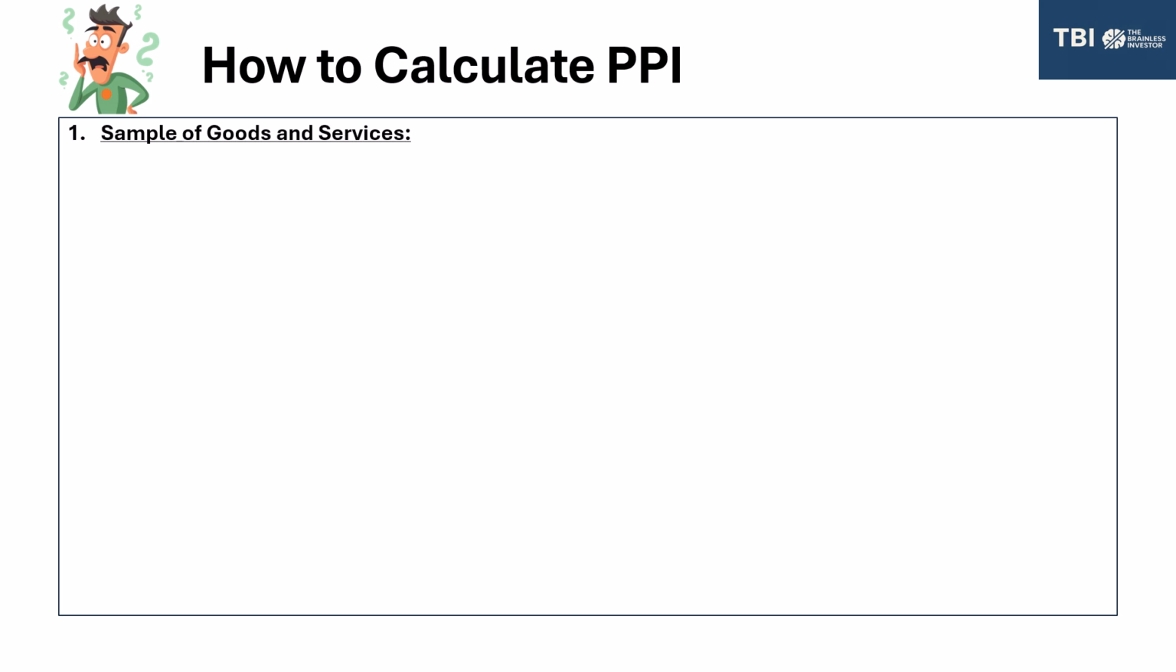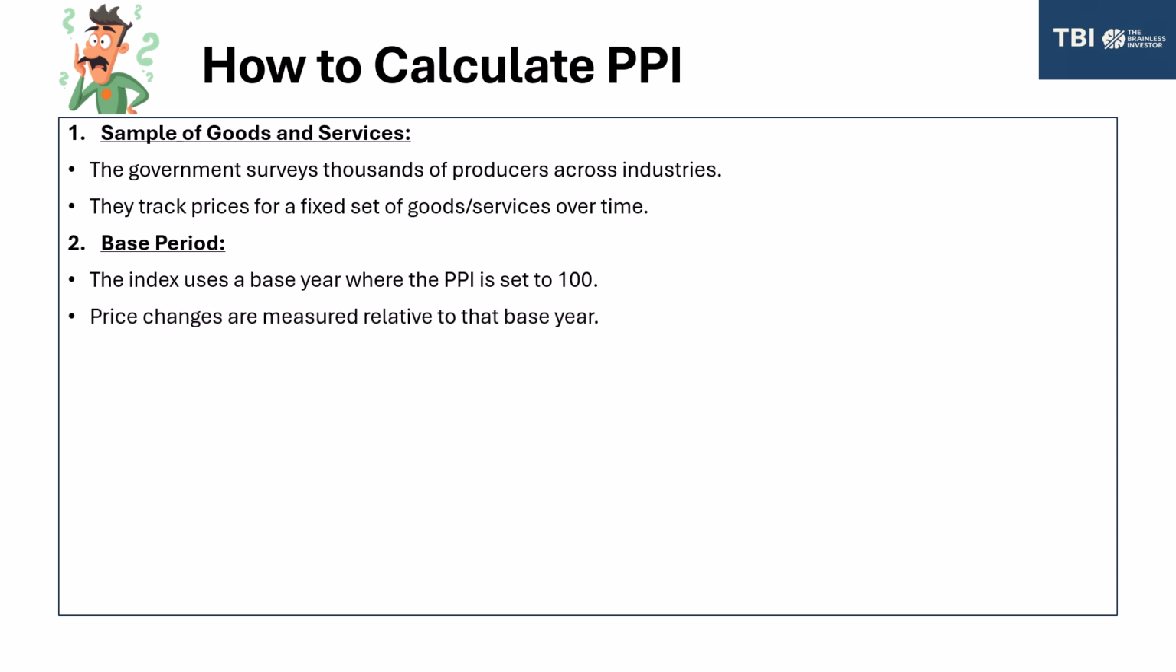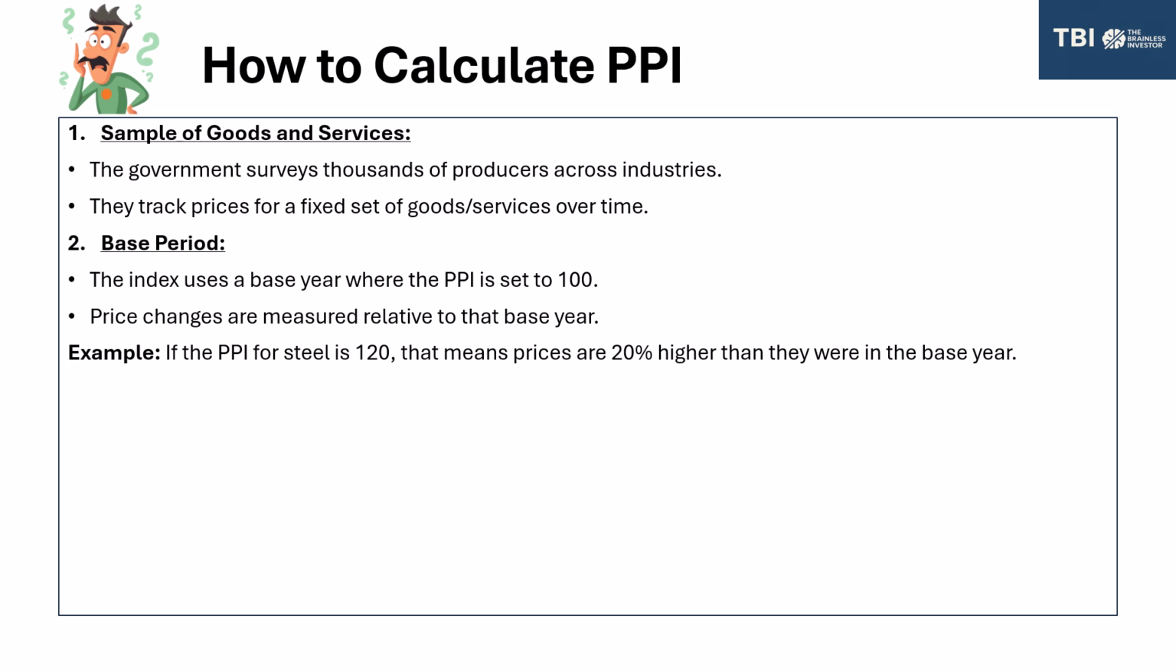First of all, we need to take samples of goods and services. The government surveys thousands of producers across its industries. They track prices for a fixed set of goods and services over time. Second is the base period. The index uses a base year where the PPI is set to 100. Price changes are measured relative to that base year. For example, if the PPI for steel is 120, that means the prices are 20% higher than they were in the base year.